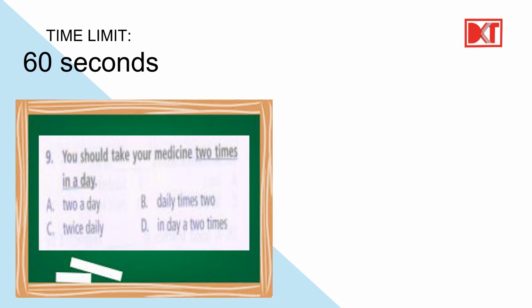Alright, now here, you should take your medicines 2 times in a day. The options are A, 2 a day, B, daily times 2, C, twice daily, or D, in day or 2 times. Here the phrase replaces 2 times in a day. Okay. Here the correct answer is C, twice daily. Answering the question of how often, it is the adverb of frequency.